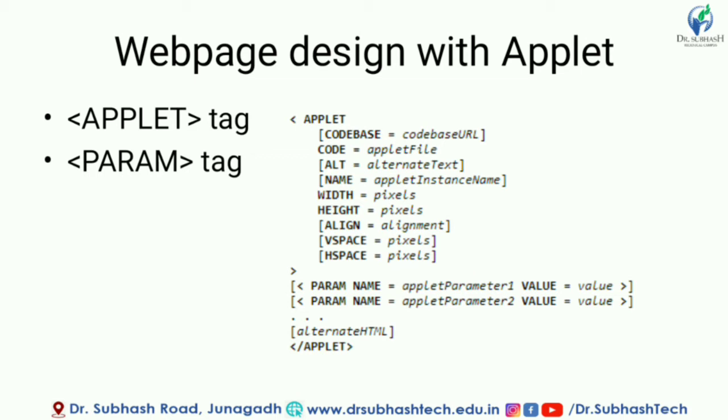Here you can see the applet tag is closed. I have not ended the applet tag, I have just closed this angular bracket. So these are all the attributes which are included in the applet tag. After this applet tag, you can see one optional part, that is the param tag. We can also pass parameters from a web page to the applet.